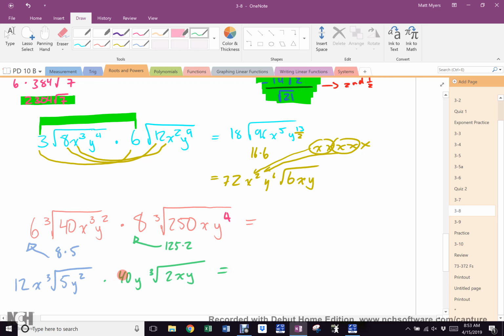40 times 12. What's 4 times 12? 48 with the 0. 480. X times y. What is it? xy. Cube root. What's 5 times 2? It's not a trick question. 10. And what's y squared?